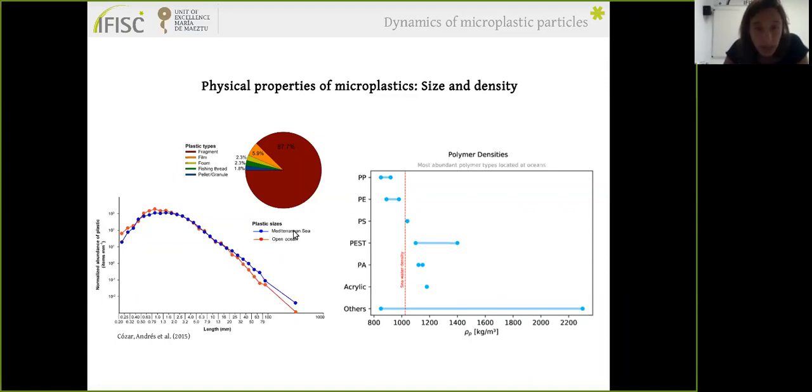Also, I would like to say here that we focus on the Mediterranean Sea in this work because the results can be extrapolated to the other oceans, or to general oceans, because it has the general patterns of circulation.